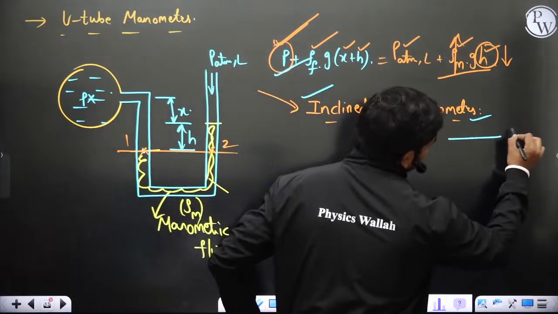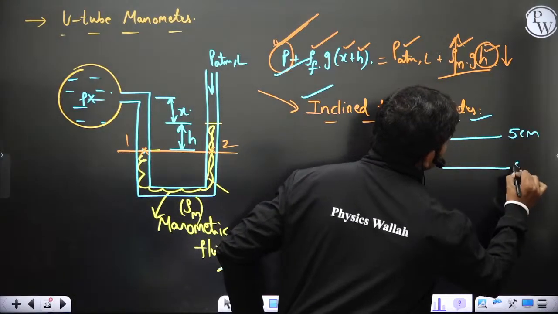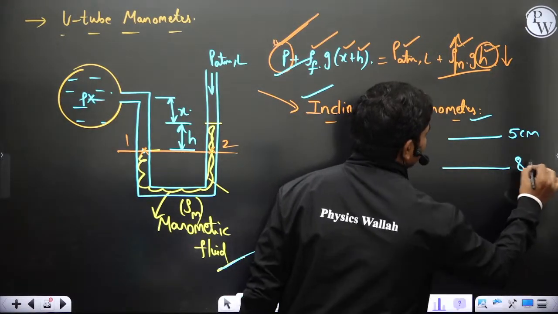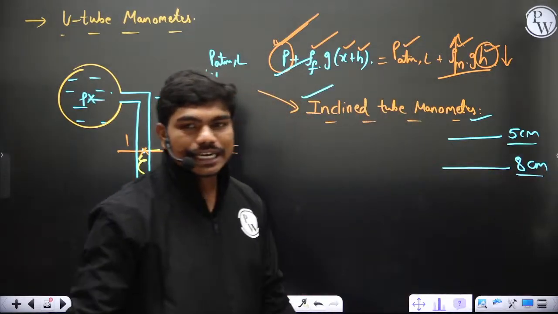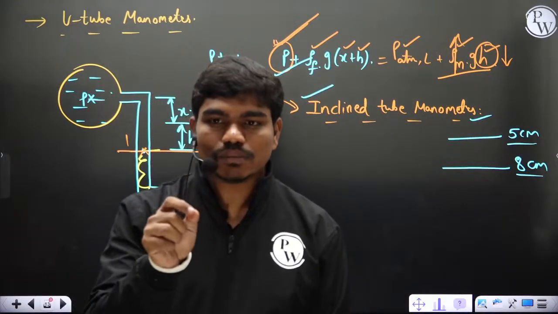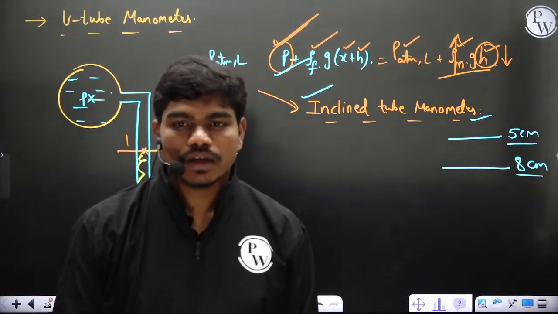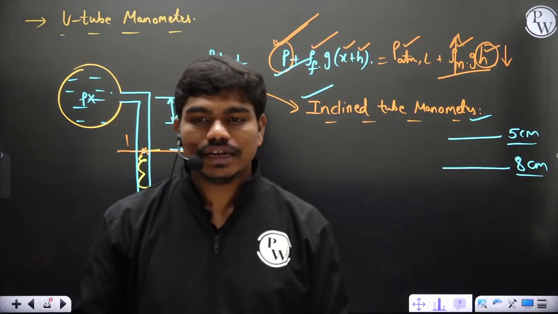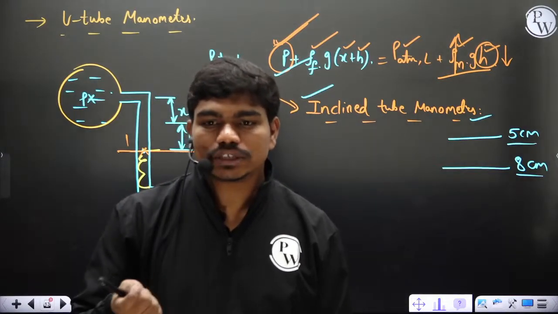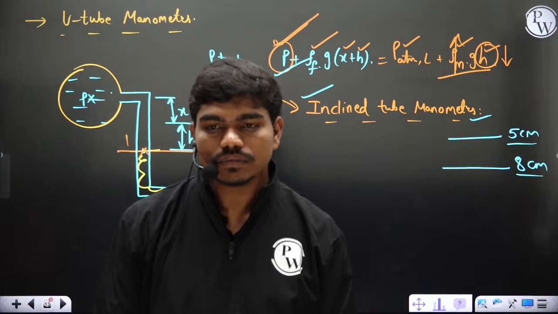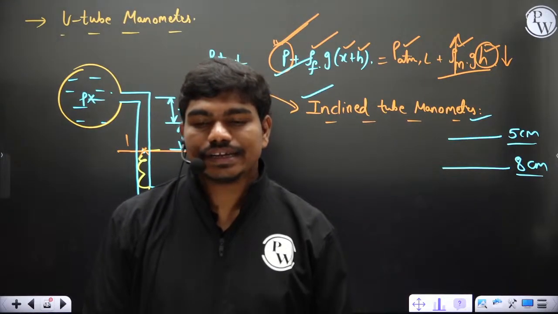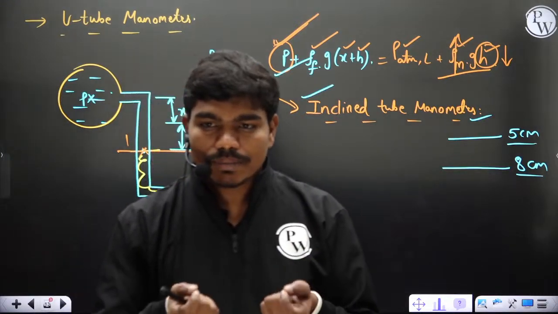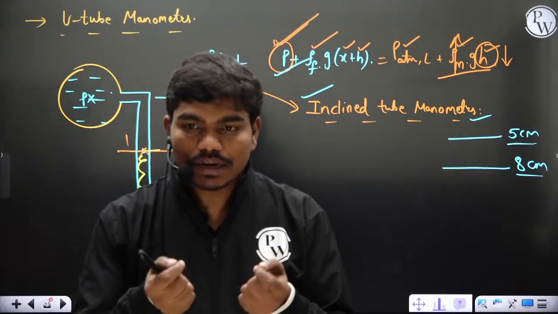Let us suppose if I ask you to measure 5 centimeters length and also 50 centimeters length, or 10 centimeters for example, let us say 8 centimeters length for example. In which case your measurement you can measure more accurately? Let us suppose I asked you to measure 5 centimeters and also I have asked you to measure some 8 centimeters length. In which case your reading is most accurate? Obviously 8 centimeters, correct?